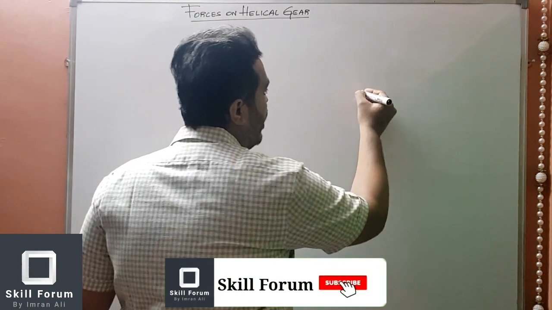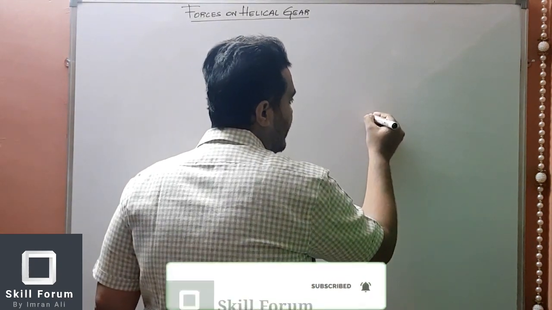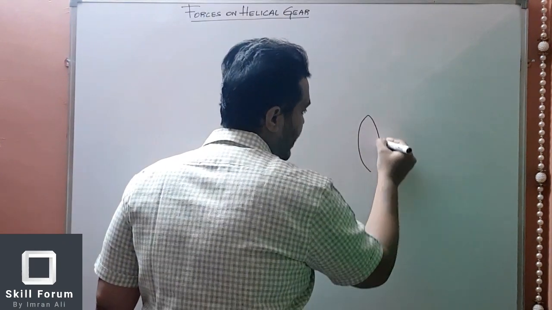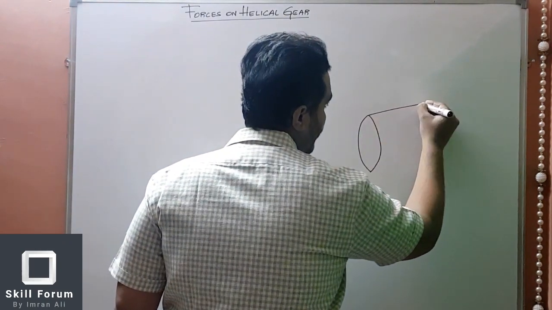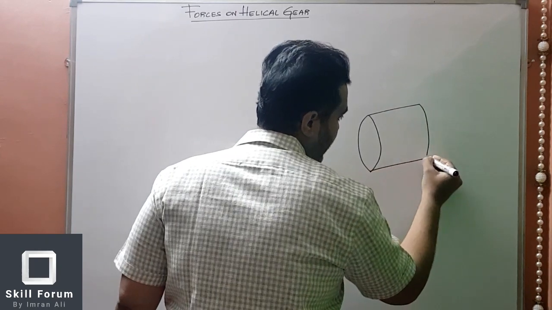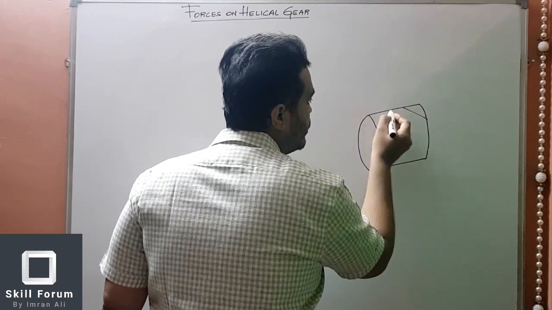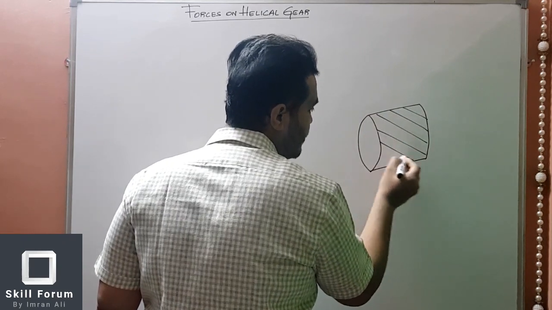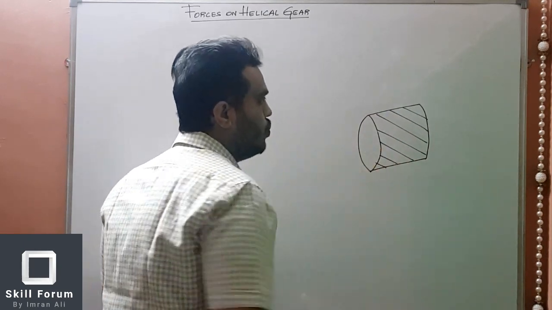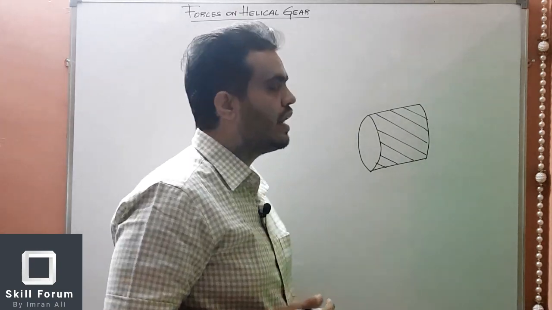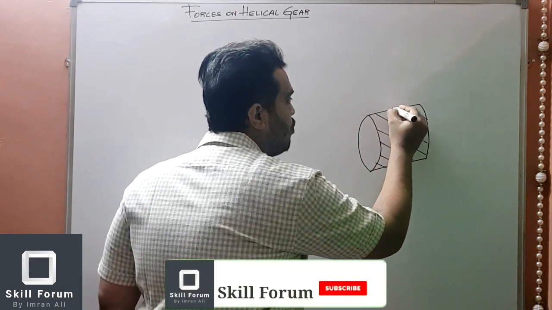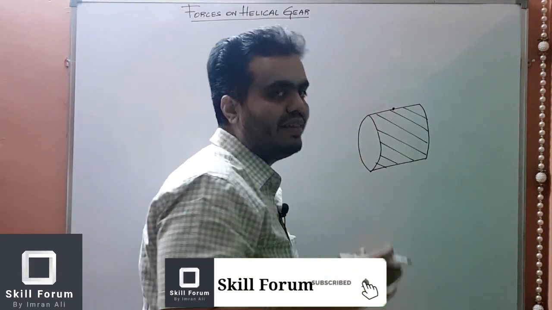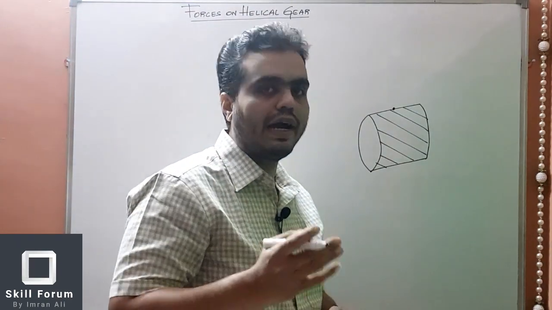So here I will draw one helical gear. Consider this is a helical gear. This is the helix angle, and these are the helical teeth. To define the forces in a helical gear, I am going to consider one point of contact where all three forces are going to occur.